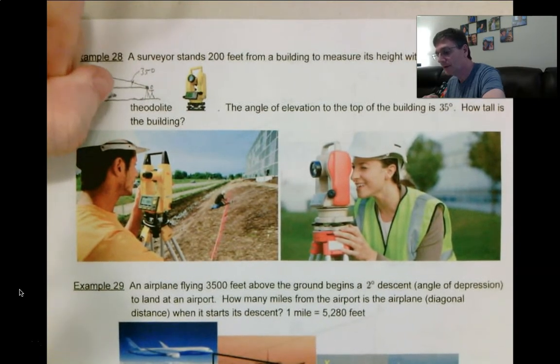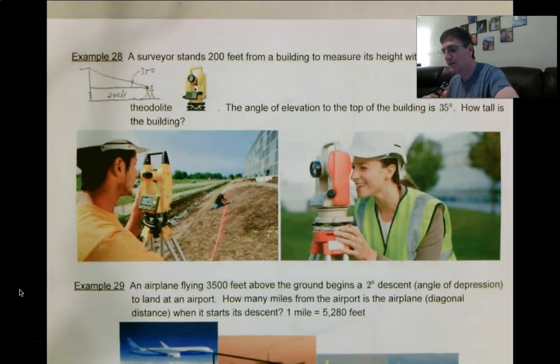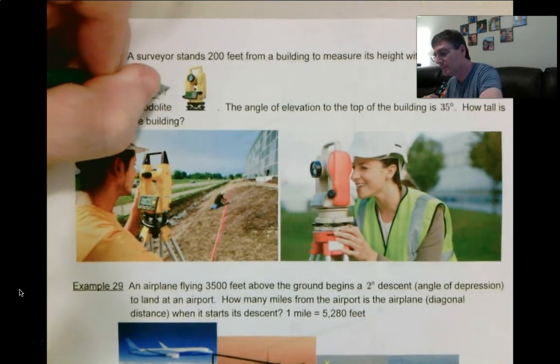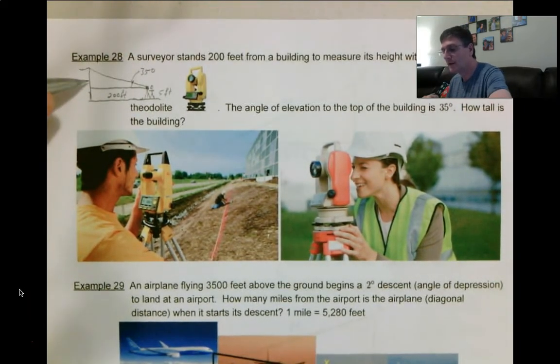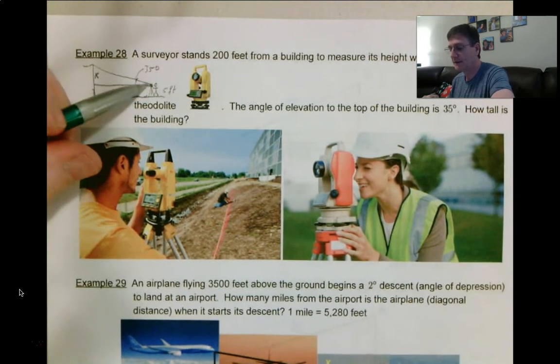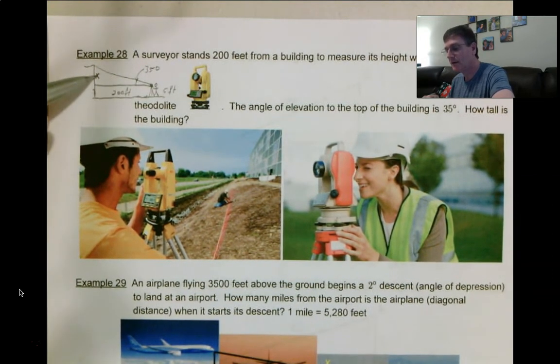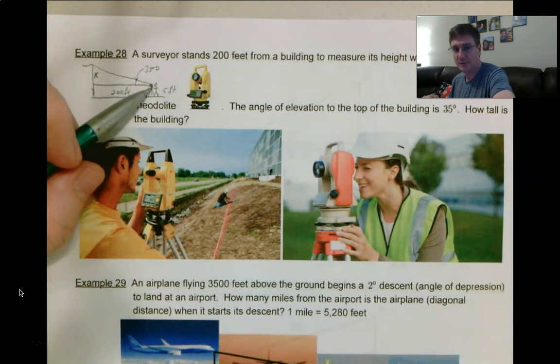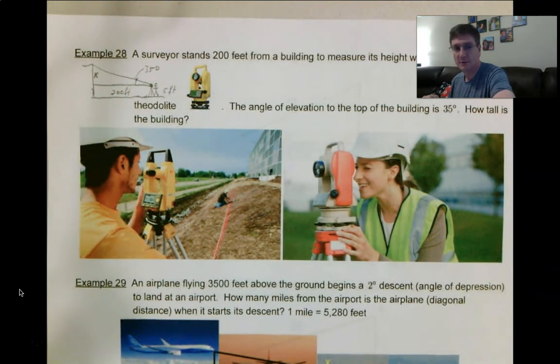They're 200 feet away from the building. We're looking for the height of the building. The surveyor is 5 feet tall. We're looking for the height of the building, but the height of the building is not this x value, which is the opposite side of the 35 degrees. The height of the building is actually x plus the 5 feet. And that's what I was talking about in part 1 of the video, where there were a lot of problems where they were measuring from their feet and not from their eyes. And this is a much more realistic problem.